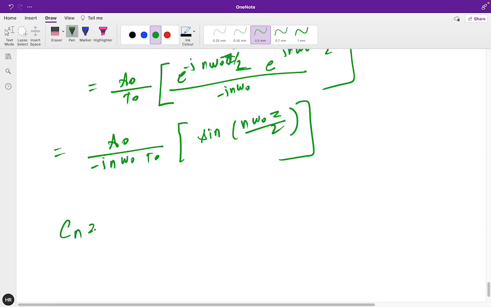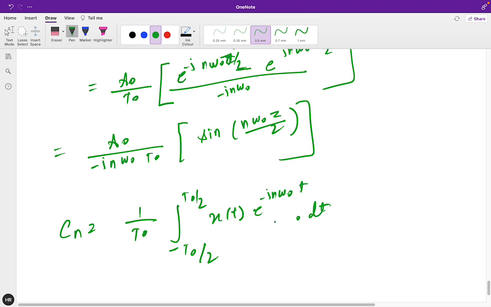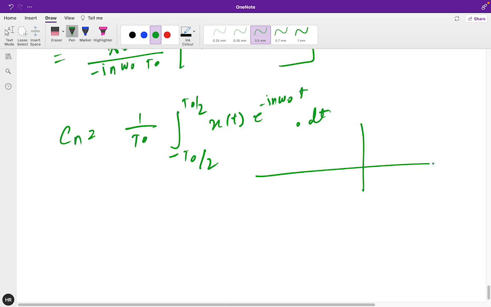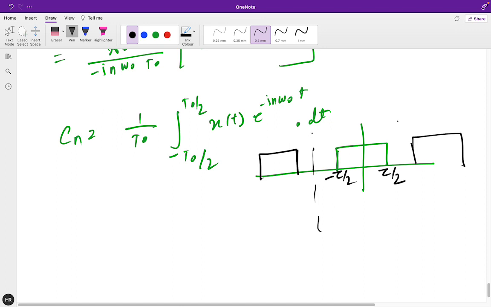We have the function C of n, 1 upon t naught, integral from minus t naught by 2 to t naught by 2 of x of t e power minus j n omega naught t dt. This is the function. We have a graph, and this is minus tau by 2, this is plus tau by 2, and the same thing is repeating like this. We assume the time period and break it from minus tau by 2 to plus tau by 2. So I am assuming minus t naught by 2 to plus t naught by 2, overall time period is t naught.